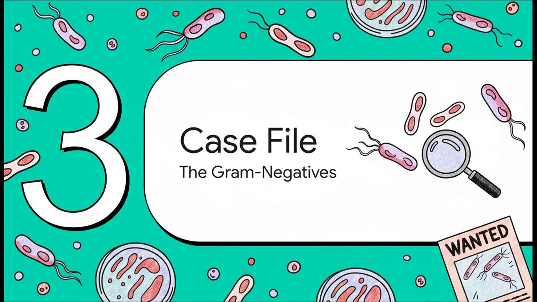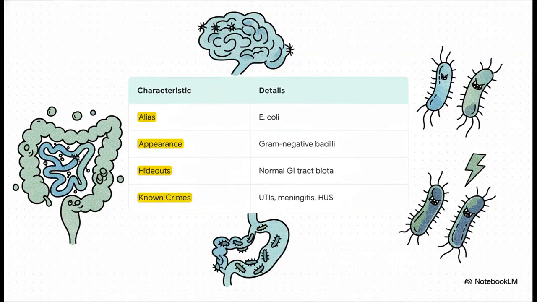Now let's look at the other side of the lineup. Time to turn our investigation to those pink-staining gram-negatives and profile another household name, Escherichia coli. Come on, we've all heard of E. coli. And as this file shows, it's a totally normal resident of our gut. Most strains are actually an important part of our body's whole ecosystem. But this case file also shows that certain rogue strains are behind a huge number of infections, everything from a common UTI to really life-threatening conditions like meningitis in babies or severe kidney damage.